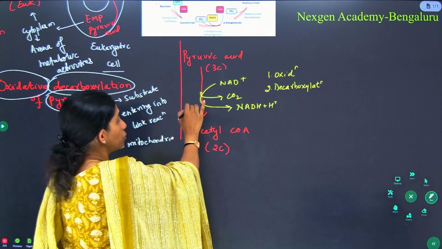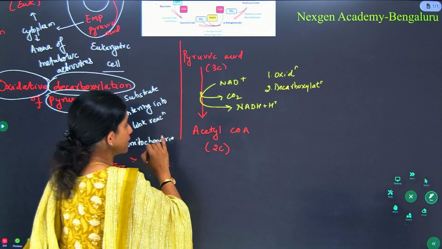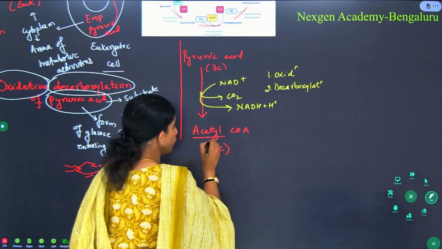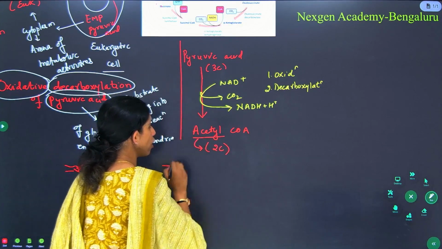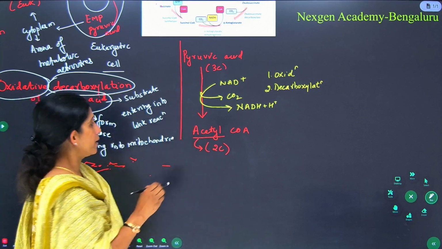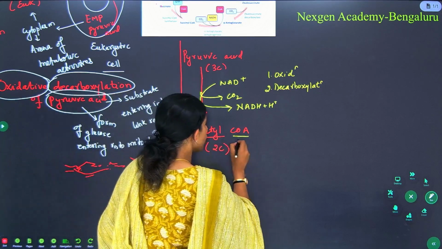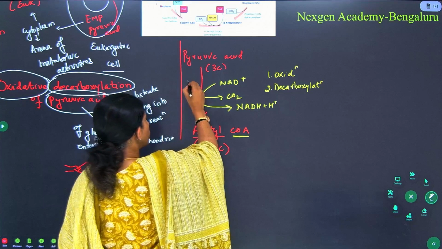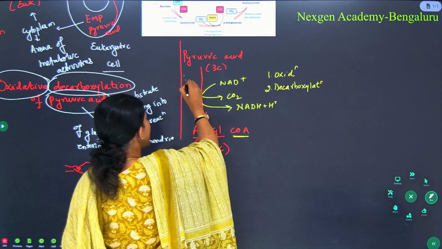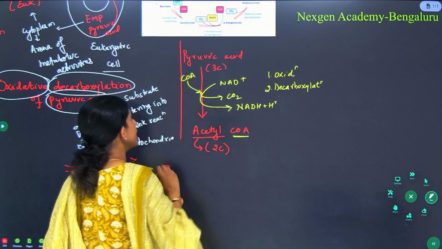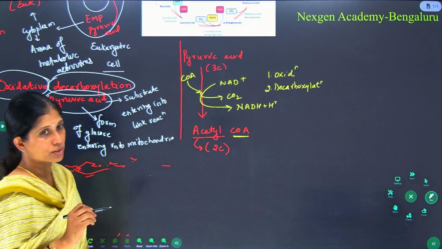So this is what you call as link reaction. This acetyl group, what you see here, is made up of how many carbon? 2 carbon. You can see here, this coenzyme A is a new group. So coenzyme A should be added in the process, right? So it is being taken in the reaction, right?